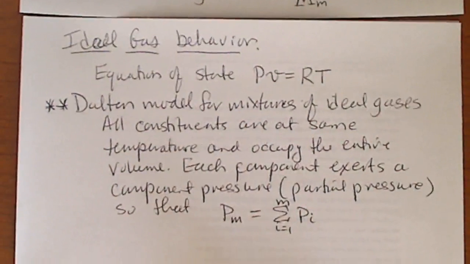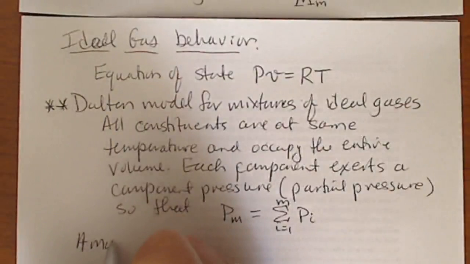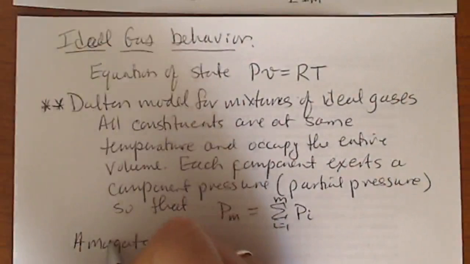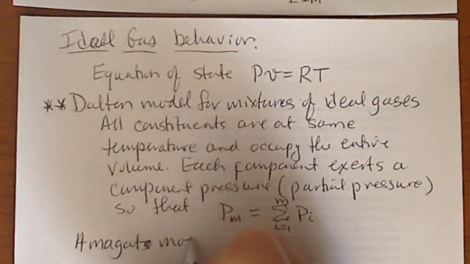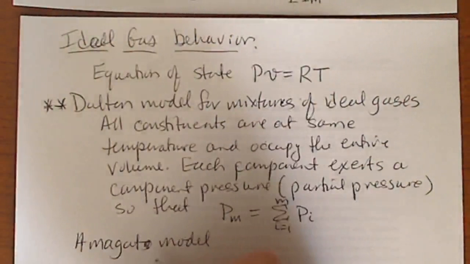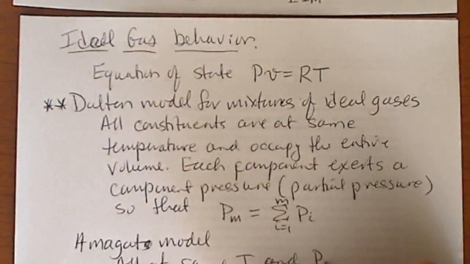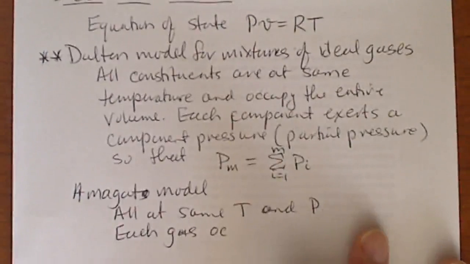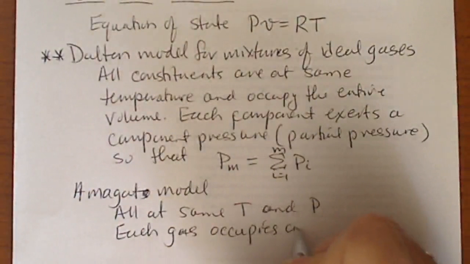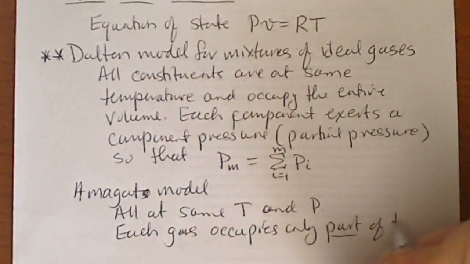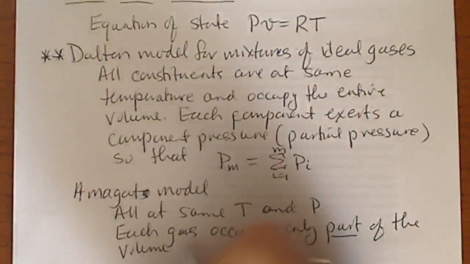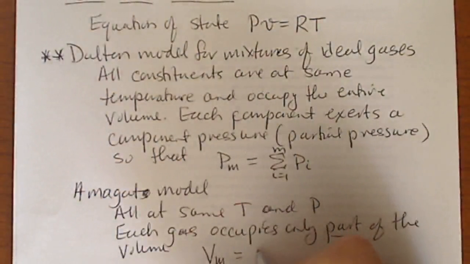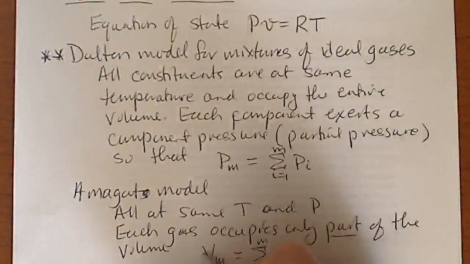An equivalent view has been formulated by Amagat in the Amagat model. The Amagat model says that everything is at the same temperature and pressure, and that each gas occupies only part of the volume, so that the total volume is the sum of the individual volumes.